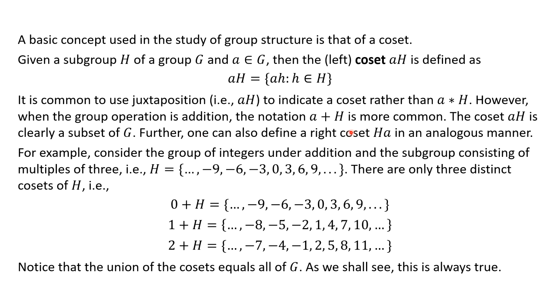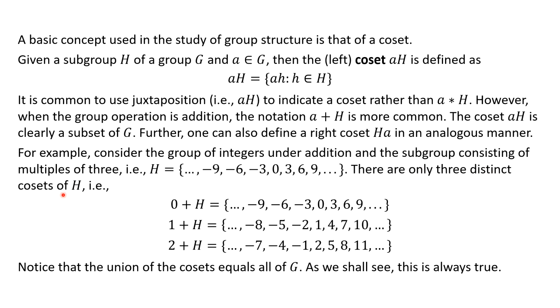And you can also do this on the right. That would be a right coset if you multiply by a on the right of H. Let's look at an example. Consider the group of integers under addition and the subgroup consisting of multiples of 3. I'll leave it to the listener to prove that this is a subgroup. It's pretty easy, but you may want to go through the four properties to check that.